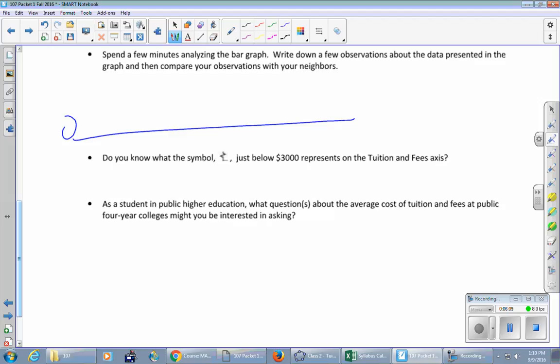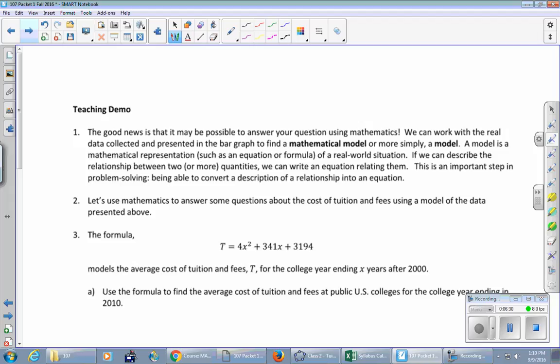How about this question? What can you expect to pay if these trends continue next year? Or what did your parents pay 30 years ago or whenever they went to school, right? These are questions that we could ask. If the trends continued, what was happening in the past? What could we expect in the future? That's what we're going to get after today. Next page, our teaching demo.